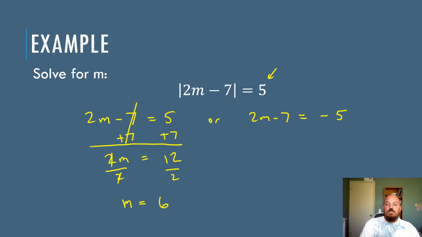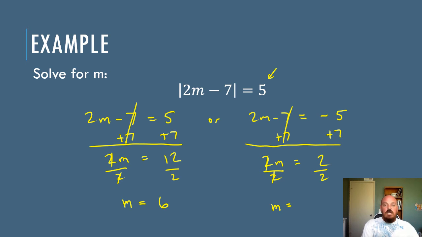So let's do that. Second one, I'm going to add 7 to both sides. Minus 7 and plus 7 cancel. 2m drops down. And on the other side of the equal sign, we have negative 5 plus 7. That would be positive 2. Then we finish by dividing by 2. Divide both sides by 2. That 2 cancels with that 2. We isolated m, and my answer is 2 divided by 2, which is 1.